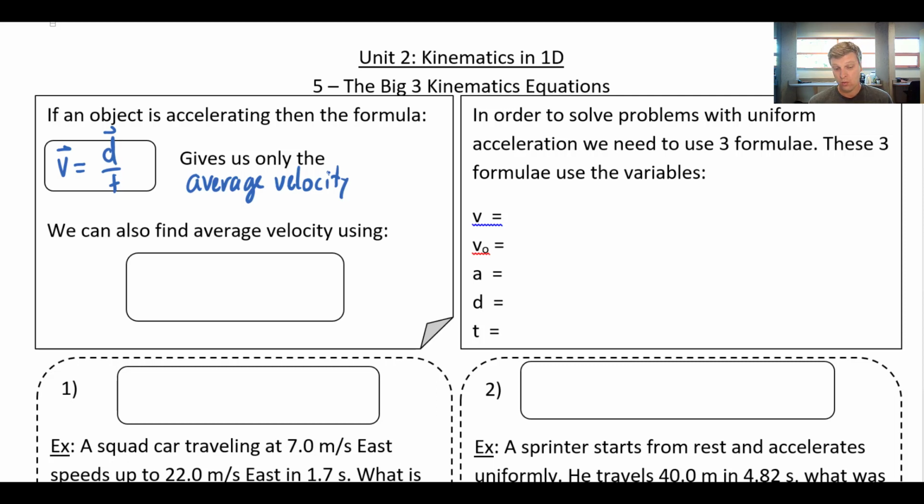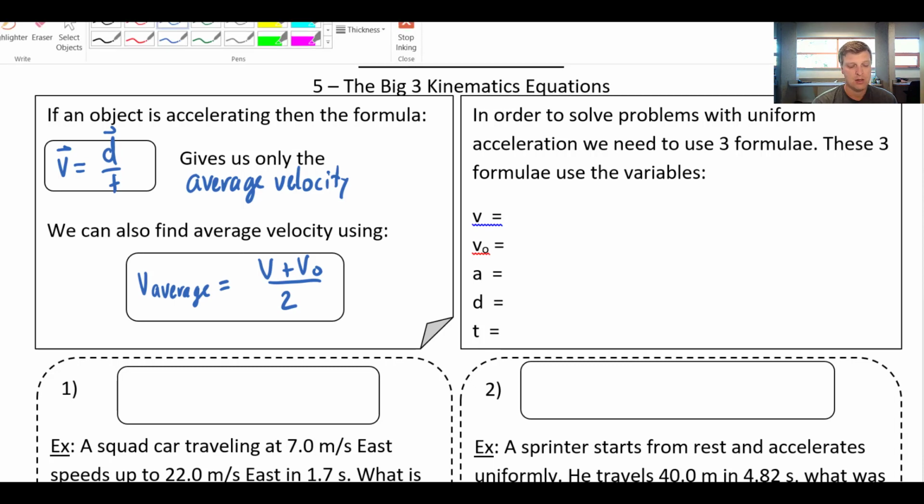The other way, if you want to find the average velocity, you can find v average by combining the final and the initial velocities and then dividing by 2. So that also gives you the average velocity. But what if we want to know a velocity at a point in time? What if we have a rocket ship that's blasting off into space, and I know it starts at 0 meters per second, but I want to know how fast it's going when it's way up in the air? We can't use v equals d over t. So that's where the big three formulas come in.